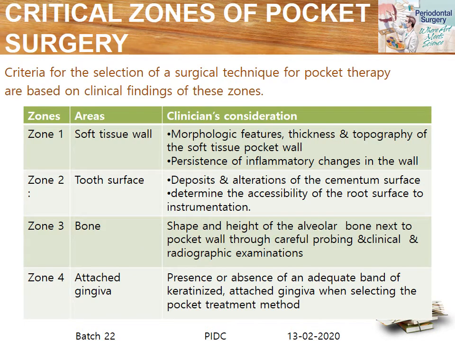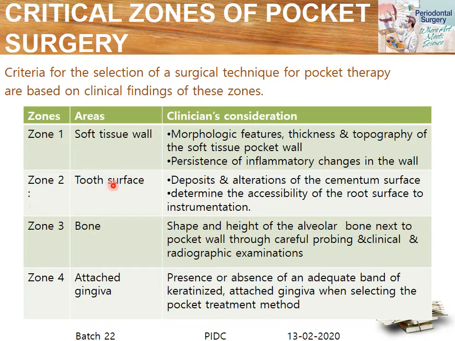Zones of the pockets. Here you can see that there are 4 critical zones. The criteria for the selection of the surgical technique for pocket therapy are based on the clinical findings of these zones. The first zone is the soft tissue wall of the pocket, wherein the morphological features, thickness, and topography of the soft tissue wall determine the surgical procedure. Persistence of inflammatory changes in the pocket tells what kind of surgery has to be performed.